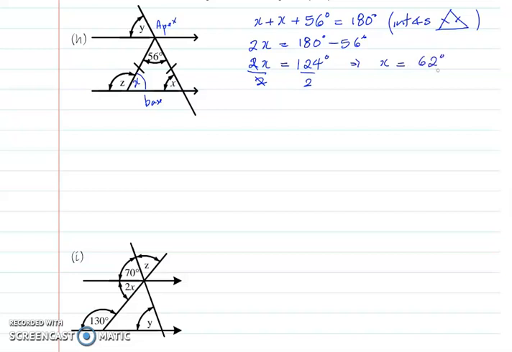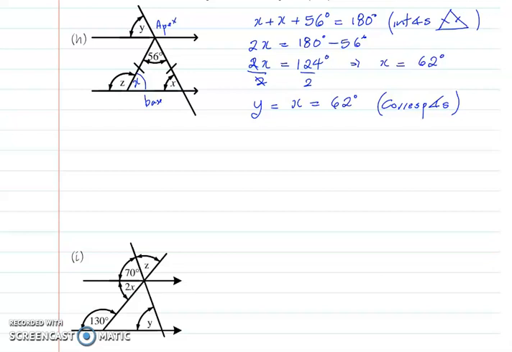62 degrees. Somebody said it earlier and I agree with them. Y is equal to whatever x is, which is also equal to what? 62, because x and y are corresponding angles. X and y are corresponding angles. So whatever x is, y is the same thing.